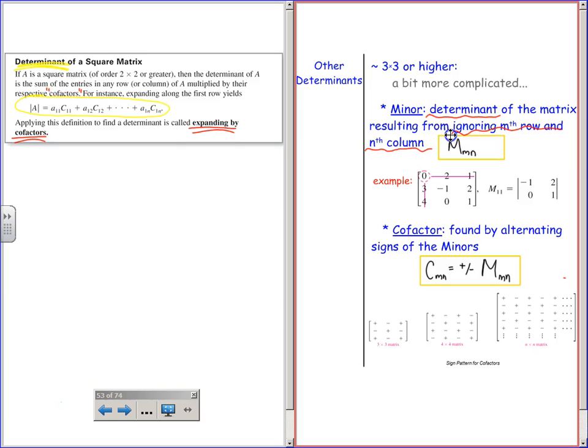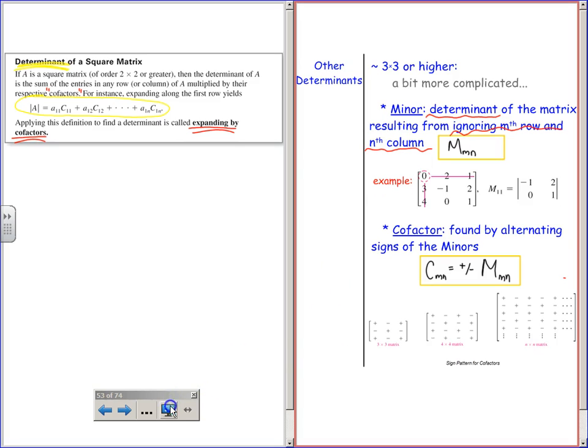The cofactor basically says take the specific minor, ignoring whatever row and column is denoted. Take whoever's left, find its determinant, and make it a positive or a negative. I shouldn't say make it. I should say multiply it by a positive or a negative based on the pattern below.